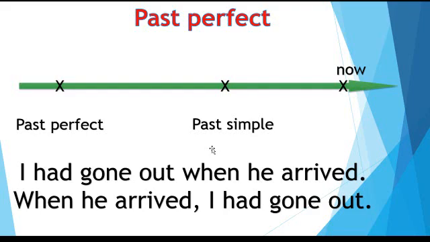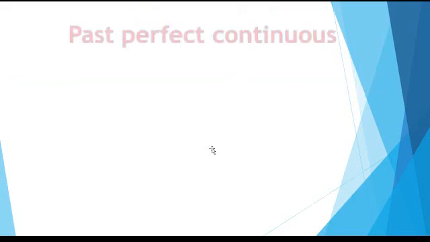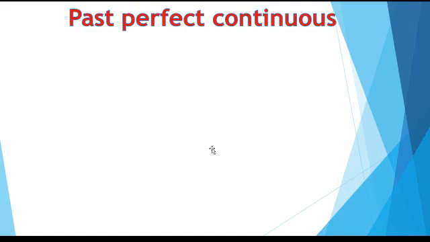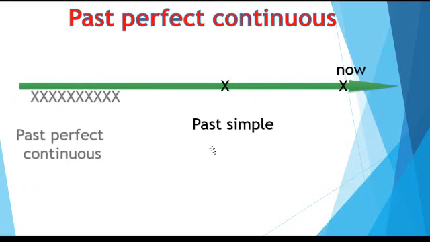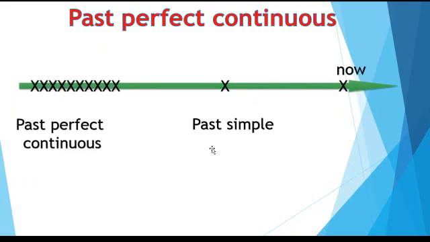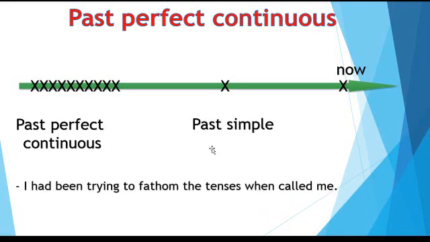Okay, now talking about the past perfect continuous, it's the same as the past perfect except that the action in the past perfect form must be a little bit longer. You can see there's a timeline, and the action in the past perfect form, the action which was followed by the past simple form, must be a little bit longer. See some examples. I had been trying to fathom the tenses when he or she called me.